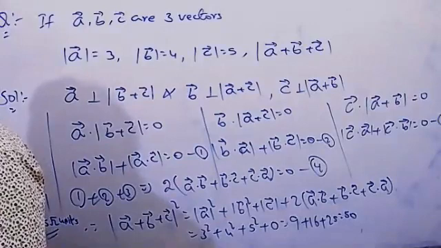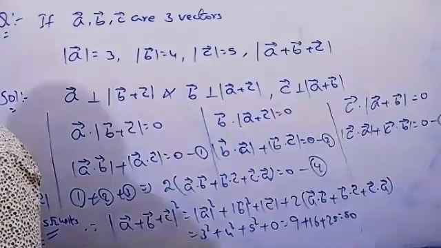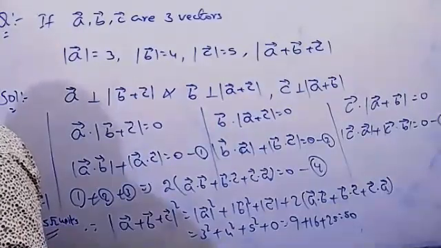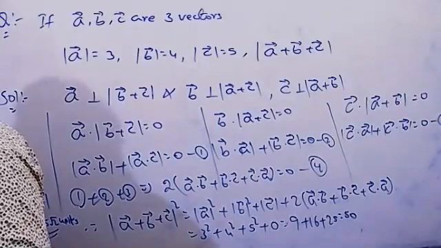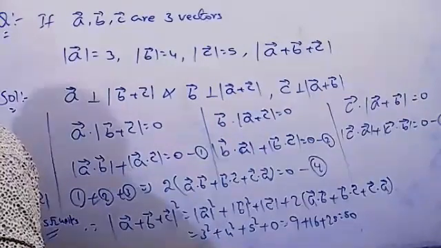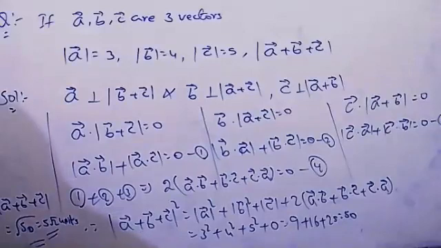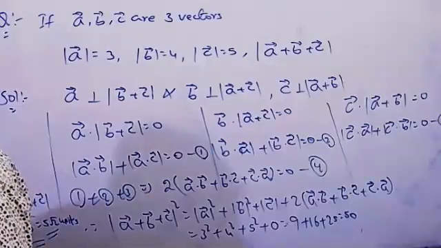I already told you very clearly what the direction cosines and direction ratios mean. If they give any angles, how do we find the direction cosines? Here the meaning is simple: direction cosines you can take directly.